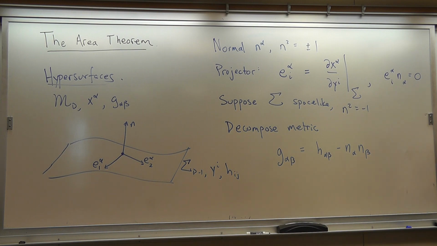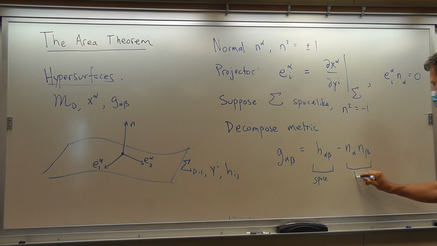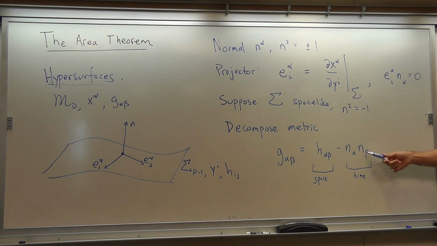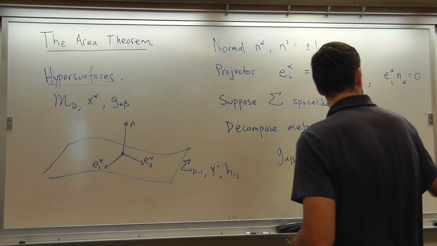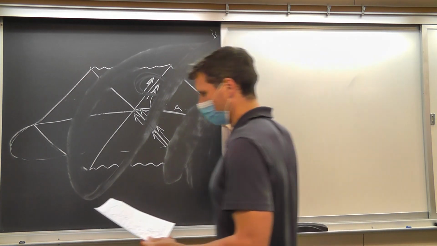So the way you should think of this is that this is like the space piece of the metric, and this is like the time piece. Now, if you think about doing this to Minkowski space, then you're just going to drop off the tt component of the metric. So this defines h_αβ. And by construction, h is transverse. That is, n^α h_αβ: you can dot it into that, and you'll find that it's 0.